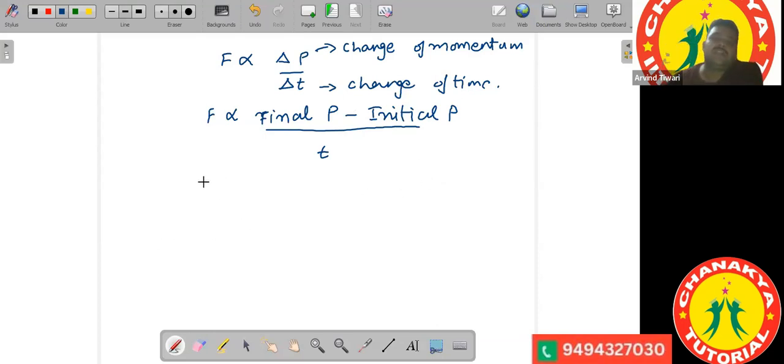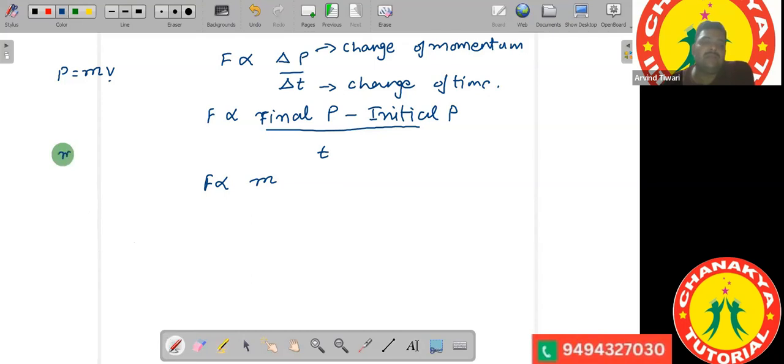So similarly, we can write here force proportional to the change in momentum. Since momentum is denoted as P equals m into v, momentum is mass into velocity. Now mass is measured in kilogram and it's invariable. Mass does not vary. What varies over here is velocity.